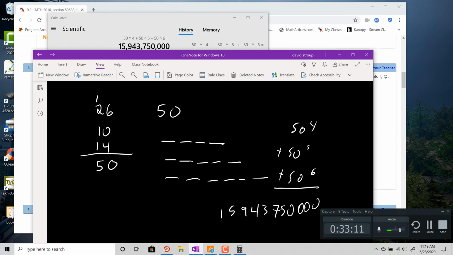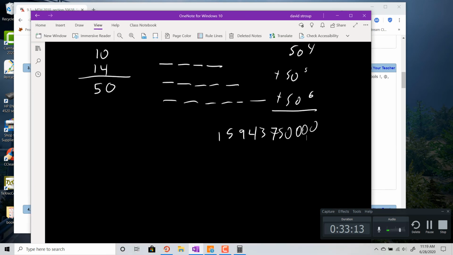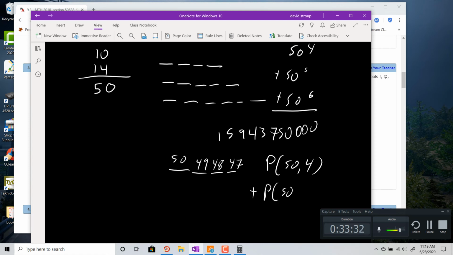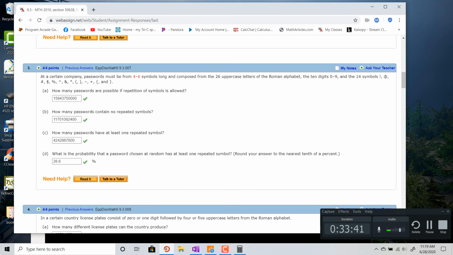How many passwords contain no repeated symbols? Okay, so this is kind of the same thing, except for each letter we've used, we lose one. So the first choice we have 50, and then we have 49, and then 48, then 47. So basically that first one is 50 pick 4, and then plus 50 pick 5, and then plus 50 pick 6. I don't think the calculator will do that. You'll have to do it kind of by hand.